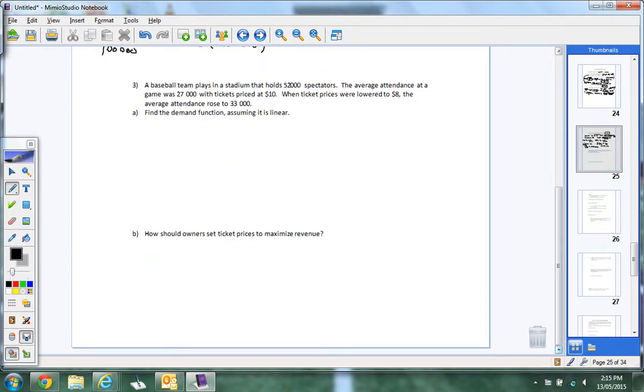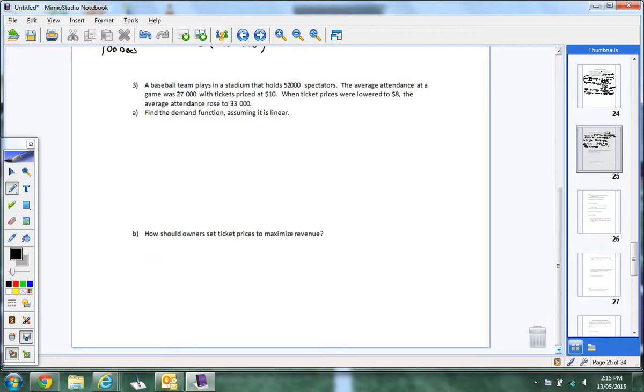Okay, so a baseball team plays in a stadium that holds 52,000 spectators. The average attendance at a game was 27,000 with tickets priced at $10. When ticket prices were lowered to $8, the average attendance rose to 33,000. Find the demand function assuming it's linear. Okay, so they're saying the demand function is linear. So guys, help me out here. What would you try if you're given this on a test to figure out your demand function? They're telling me it's linear.